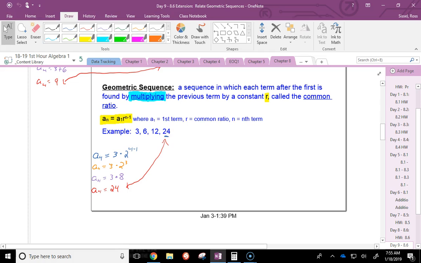So, once again, I'll show this to you. They say 3, 6, 12, 24. Obviously, our pattern is times it by 2. 3 times 2 is 6. 6 times 2 is 12. 12 times 2 is 24.